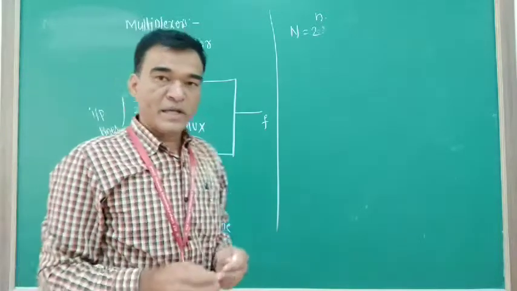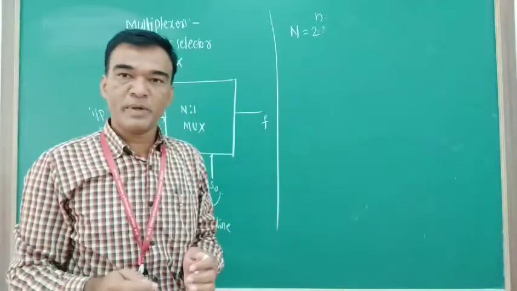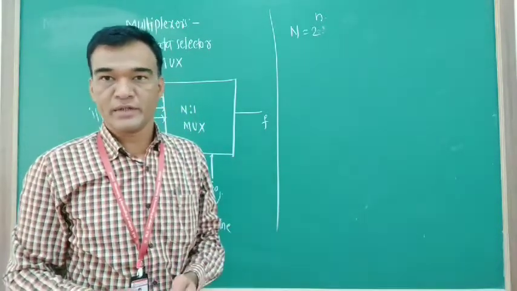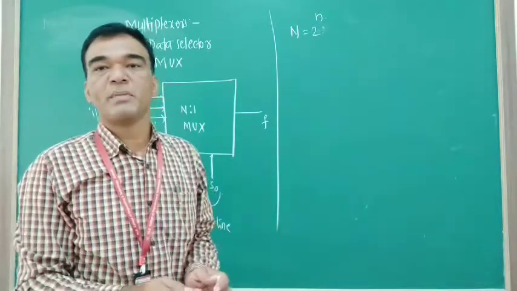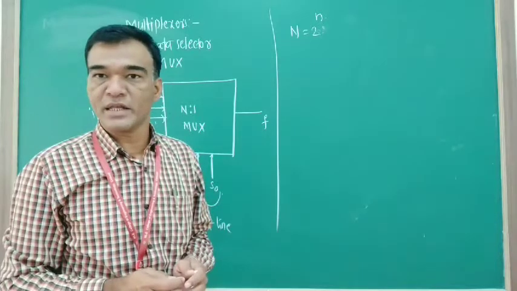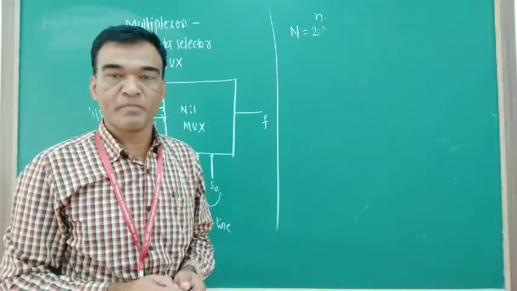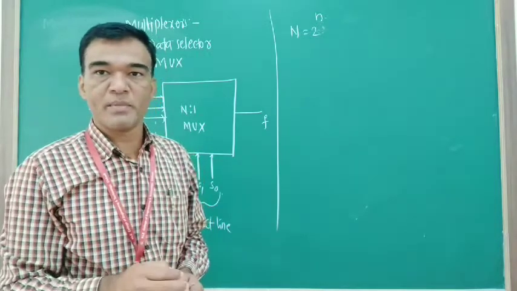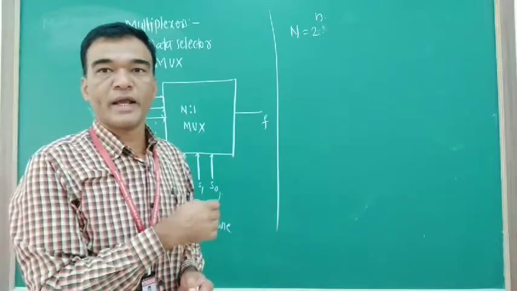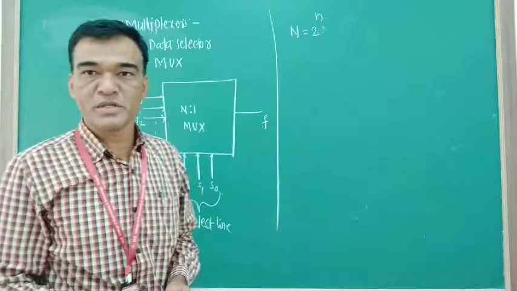This multiplexer can be used to implement a truth table directly. Some of the Boolean expressions can be easily implemented by using this multiplexer. That is the application of the multiplexer. For this, let us consider a simple example: how can I implement the truth table by using this multiplexer?